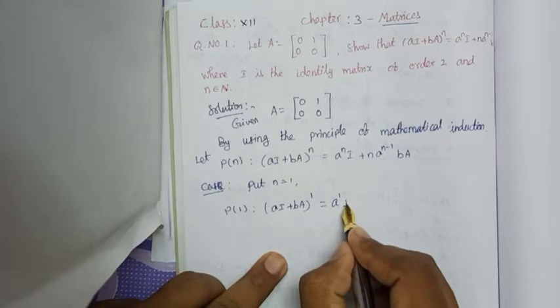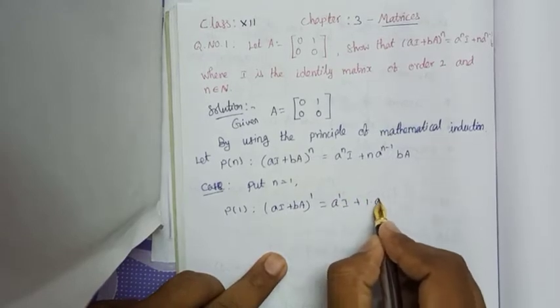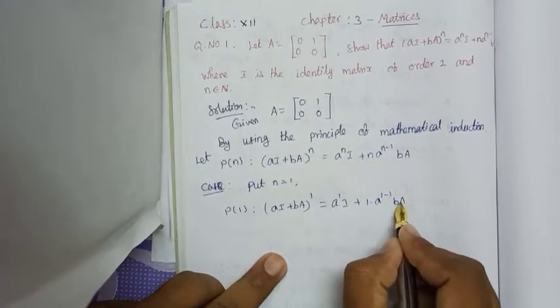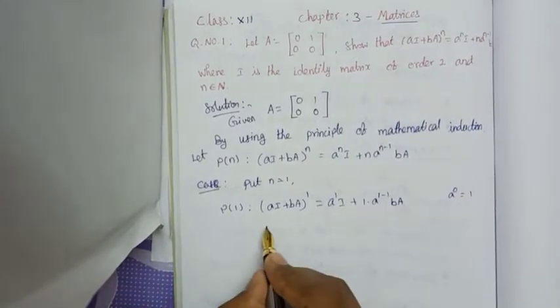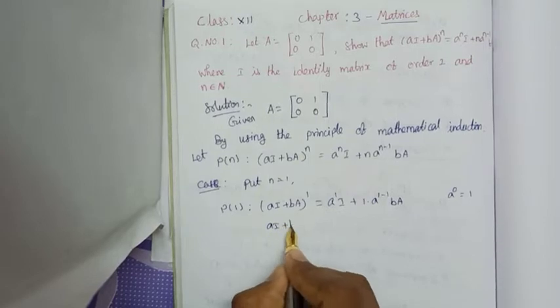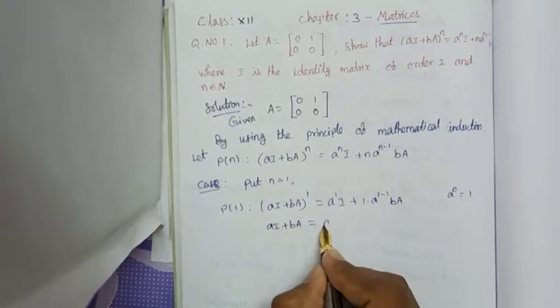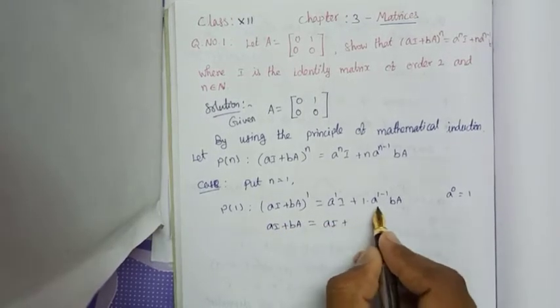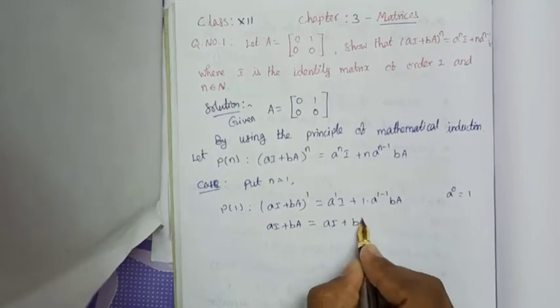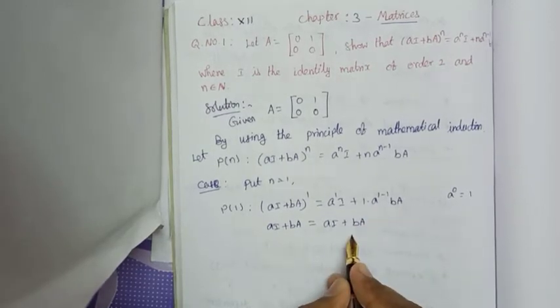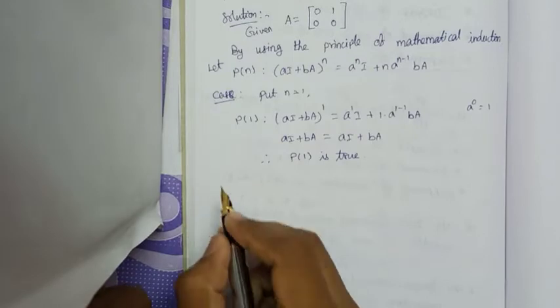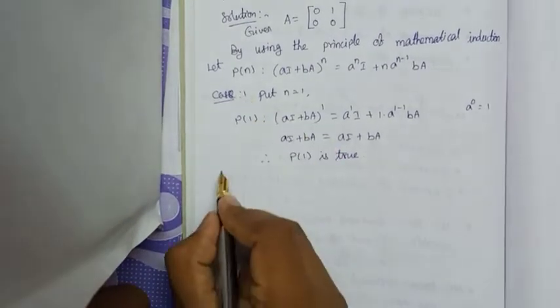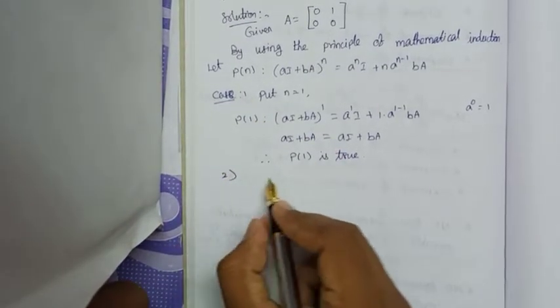So a^1 into I plus 1 into a^(1-1) into bA. So we know that the result a^0 equals 1. Okay. So here the left hand side is aI + bA, which is equal to aI plus 1 into 1 into bA. So left hand side equals right hand side. So this result is true for n equal to 1. Next, case 2.